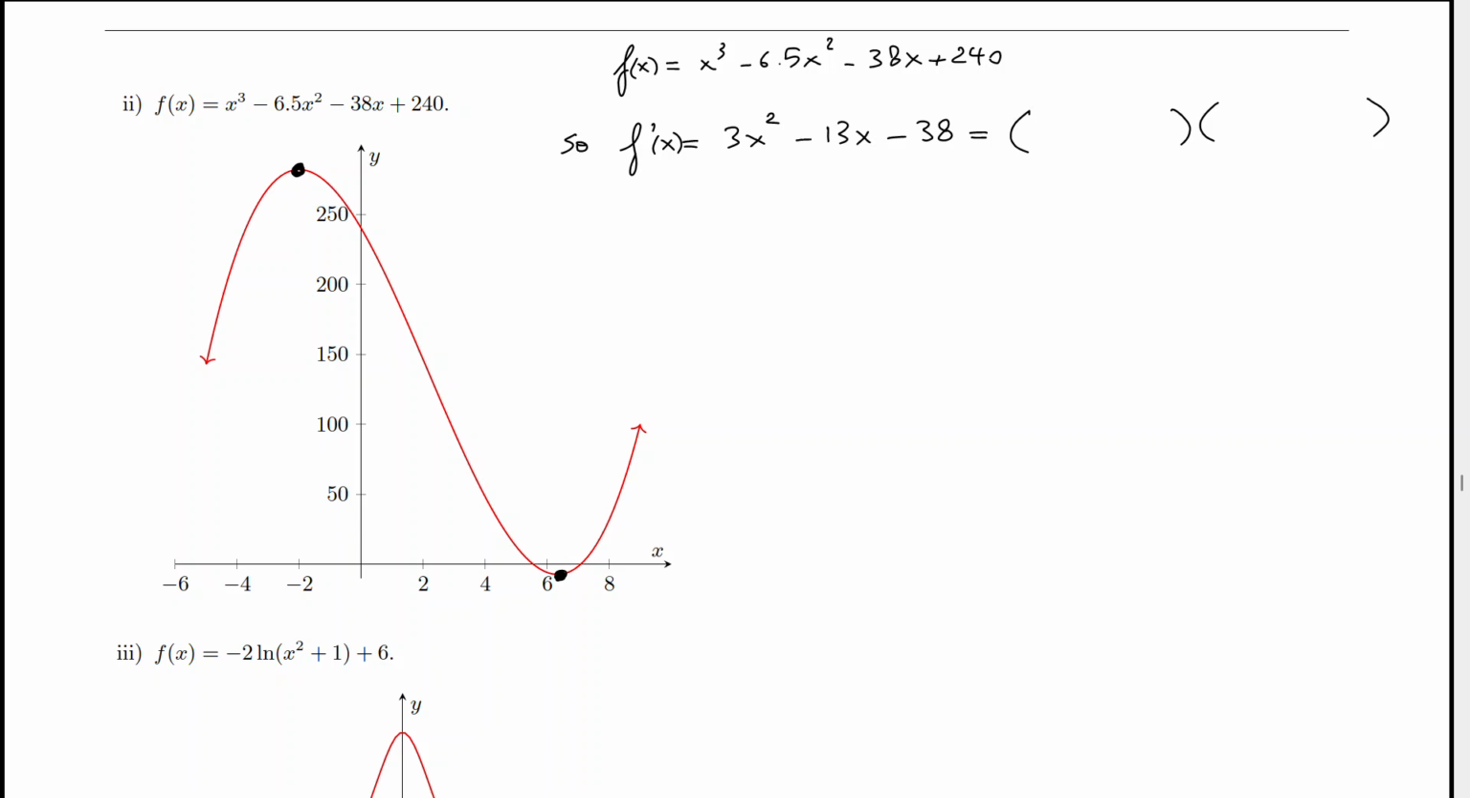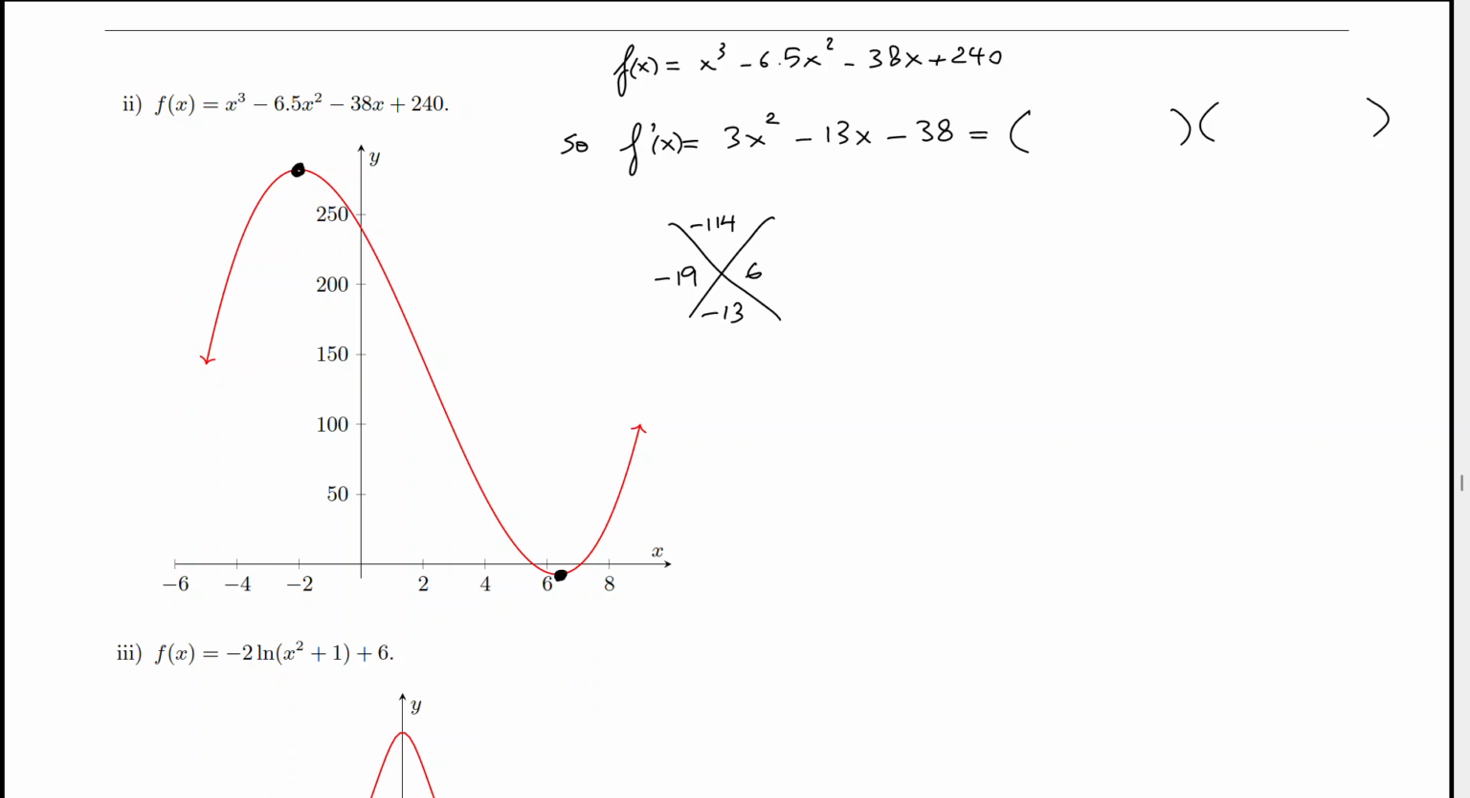So I want to look for two numbers that will multiply to the product of 3 and negative 38. The numbers I need basically need to multiply to negative 114. And since the middle number is negative 13, the numbers need to add up to negative 13. So I'm looking for two numbers that multiply to negative 114, but when you add them, you get negative 13. And I believe the numbers are going to be negative 19 and maybe 6. You can check it yourself to see that these are the correct values.